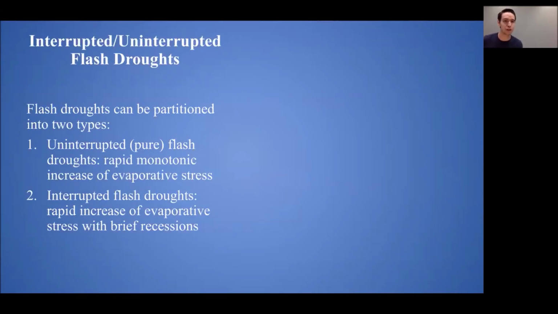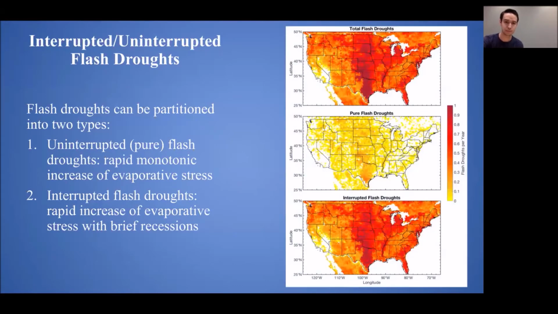All right, so first of all, in terms of the interrupted and uninterrupted flash droughts, we partitioned them into two types. First one defined as, also we could call them a pure flash drought. This is a rapid monotonic increase of evaporative stress. And the other type being a rapid increase of evaporative stress, but having brief recessions in between. And so putting together a frequency of this, this middle panel here shows the pure or uninterrupted flash droughts, and the bottom panel here shows the interrupted flash droughts.